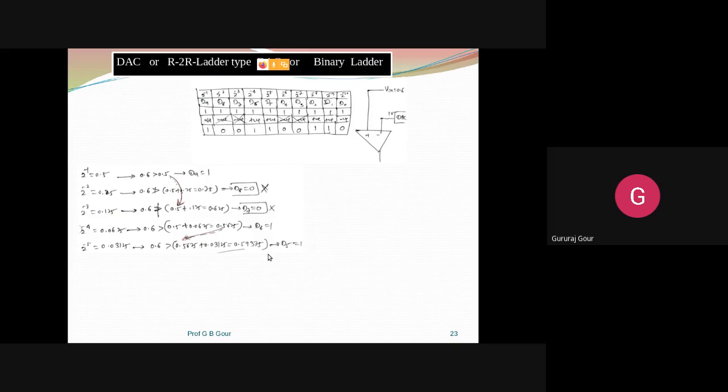Now that's why you can see this 0.6 is still fixed. Now we are comparing with this cumulatively updated new weight, that is 0.59375. Now 0.6 is greater than 0.59375. Now we have to set D5. Okay, continuing this.